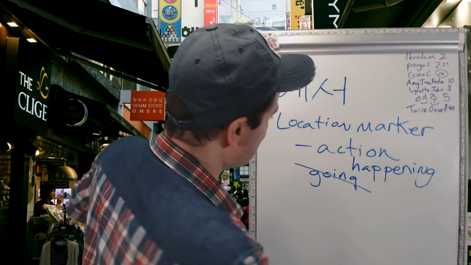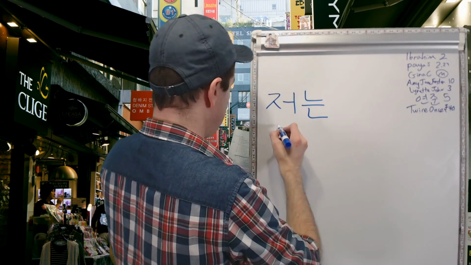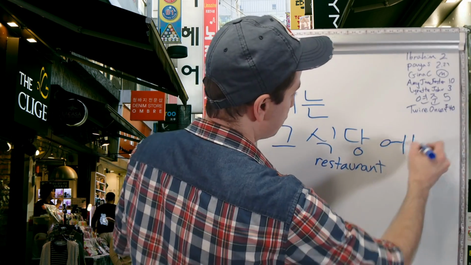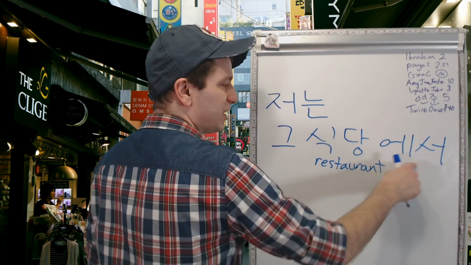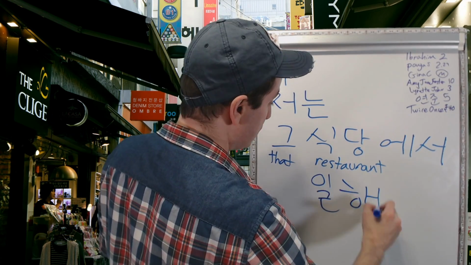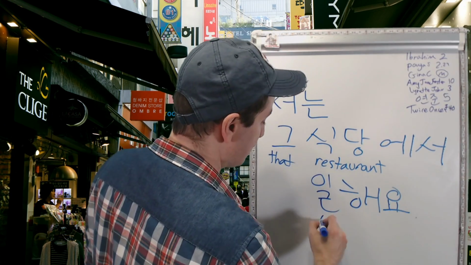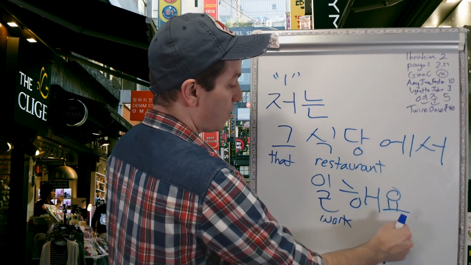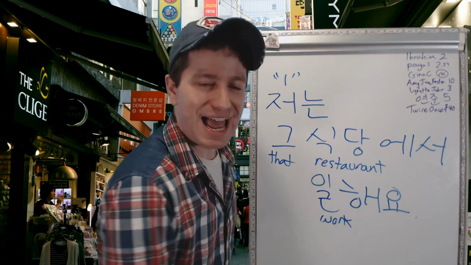Let's give you a basic example of this. 저는 그 식당 means restaurant. 식당에서. So now we have the location of something happening. 그 식당, that restaurant. 일해요 means I work. So 일하다 means to work. So now we get 저는 그 식당에서 일해요. I work at that restaurant.